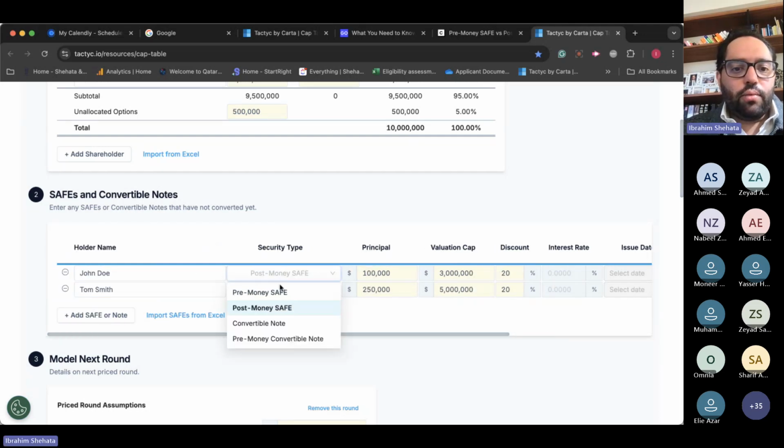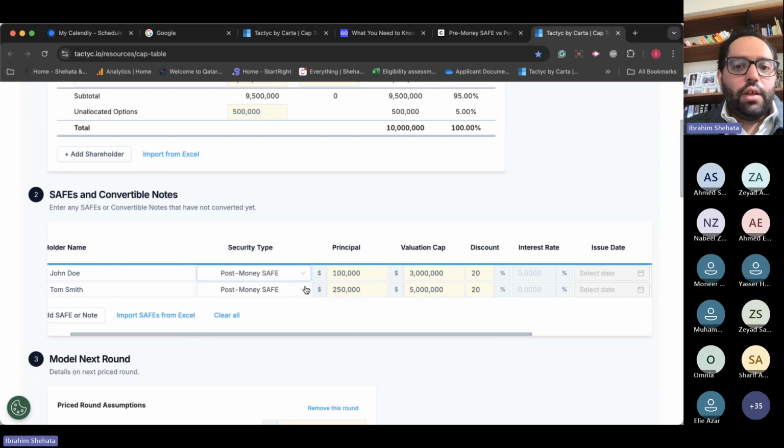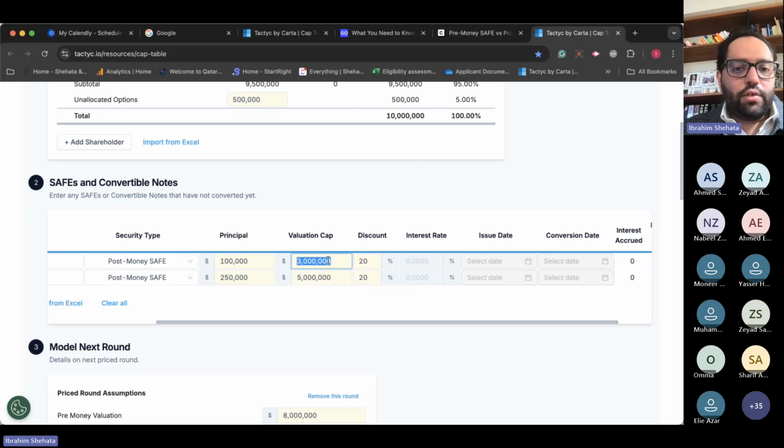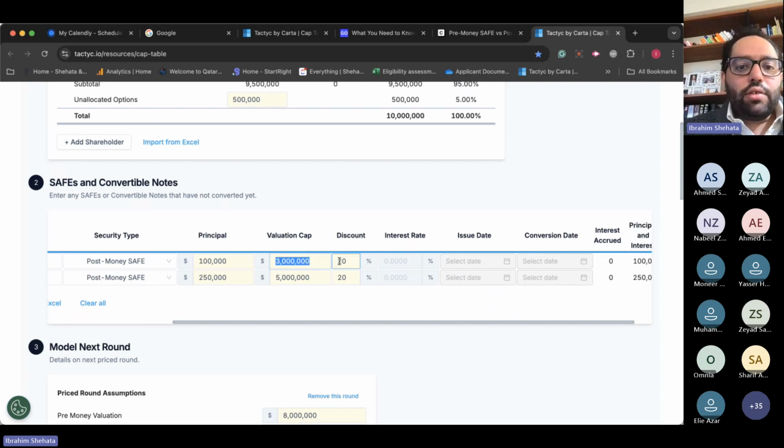Here you can change it from different things, but usually you choose between pre-money and post-money. Principal is the investment amount. Valuation cap is the first metric. If you have it, that's okay. If you don't have it, you will put 0. Discount here is 20%, and this is something that you have to know.